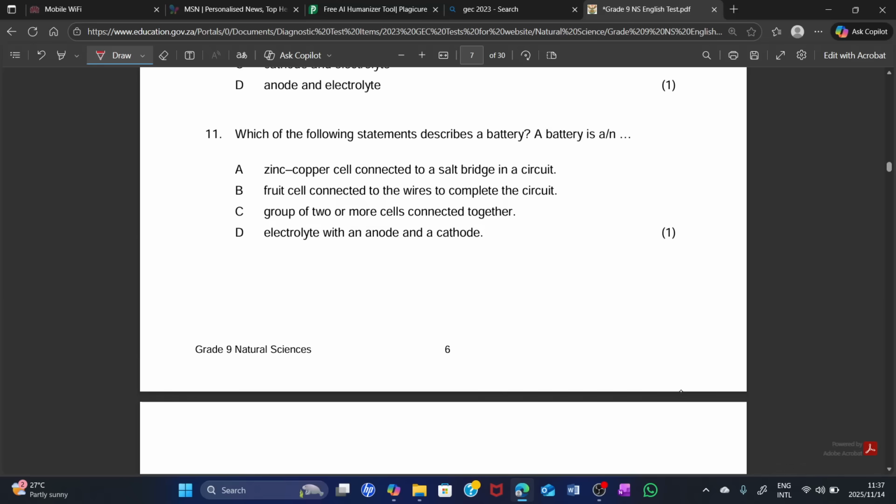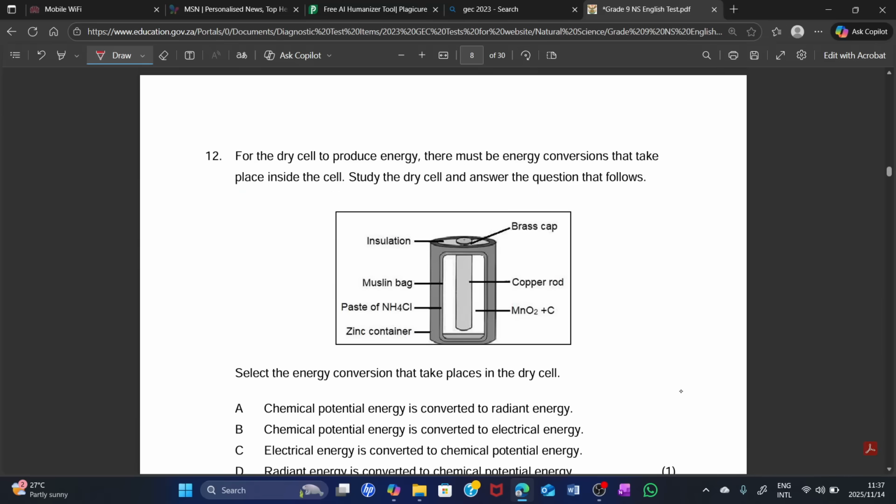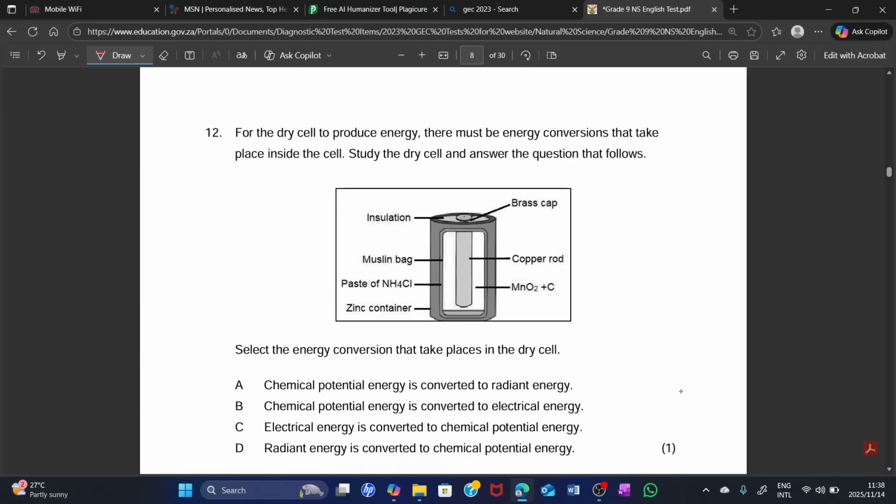Which of the following statements describes a battery? Let's see. What is a battery? Do you know the definition? A battery is a group of cells connected together. That is C. So that is the answer for that. Question 11. Right, let's continue.